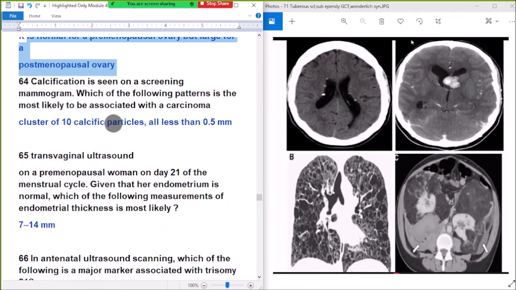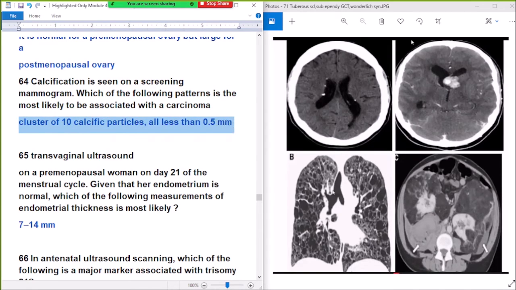64. Calcification is seen on a screening mammogram. Which of the following patterns is most likely to be associated with a carcinoma? Clusters of 10 calcific particles of less than 0.5 mm. This is called microcalcification. Calcification on mammogram most likely to be associated with carcinoma is a cluster of 10 calcific particles of less than 0.5 mm.